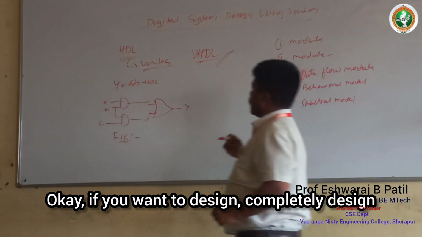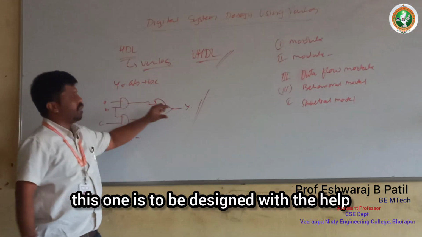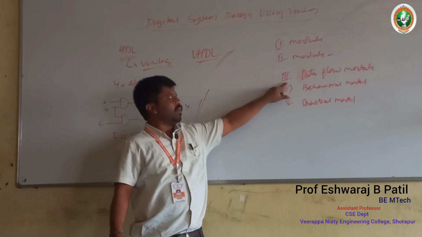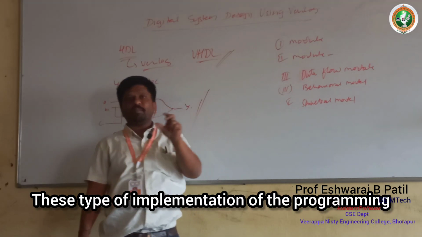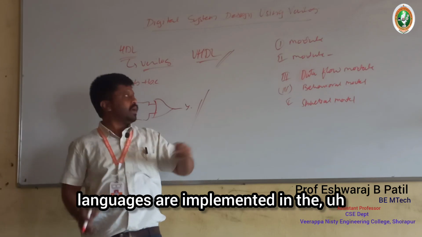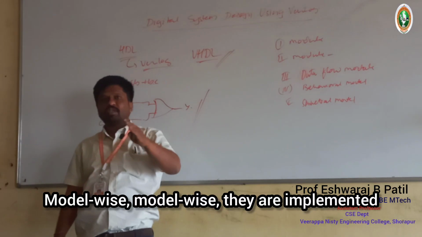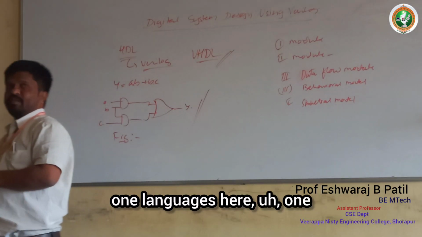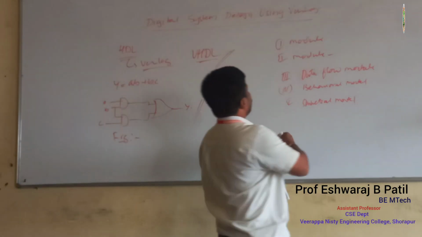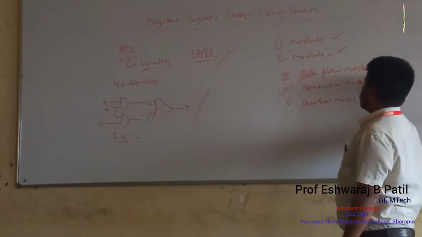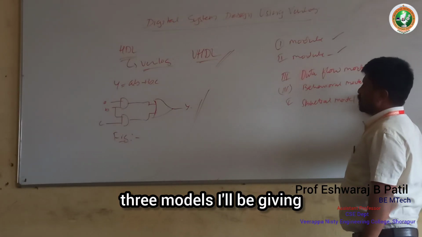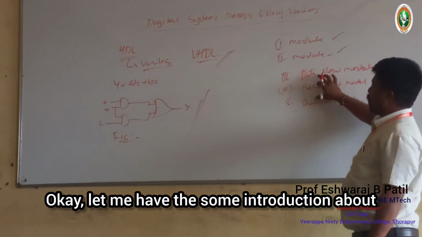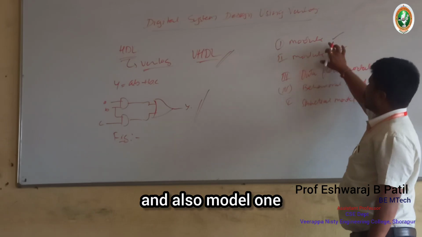If you want to design completely, it can be done in three ways: the structural model, the behavioral model, and the data flow model. These implementations of the programming language are covered module-wise, and we will study them in detail here. First let me consider one model. Don't worry about module 1 and module 2 for now. I will give some brief introduction about these three models, and later I will switch to module 1 itself.